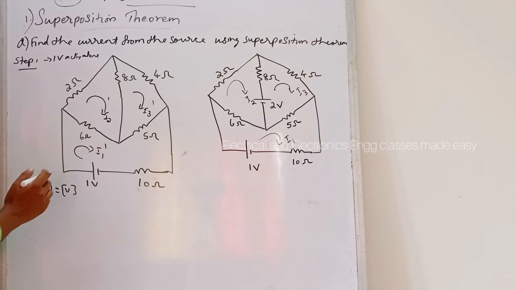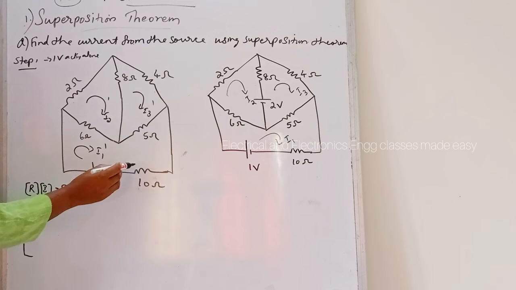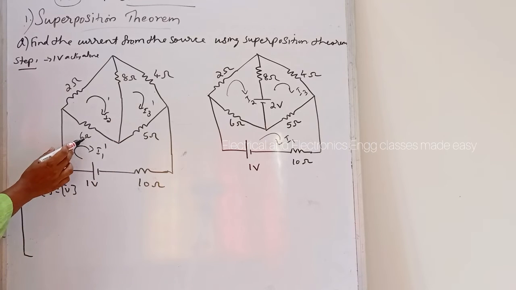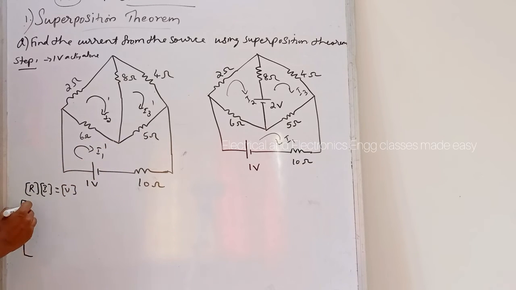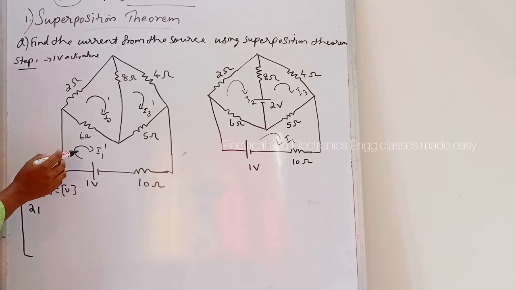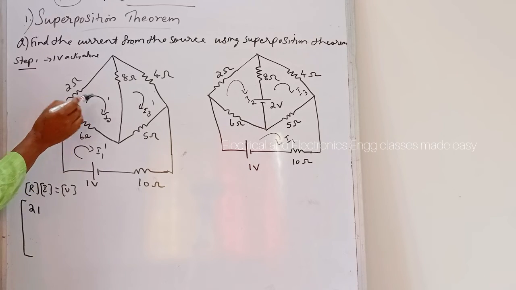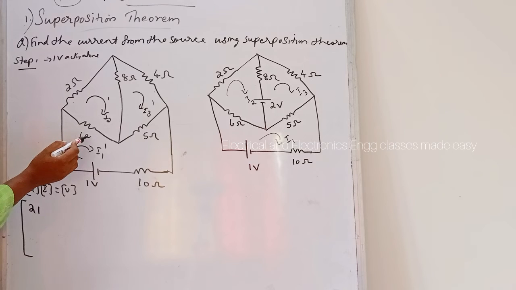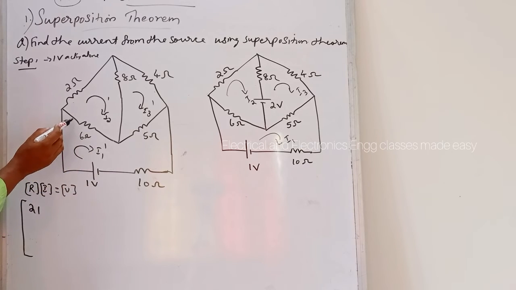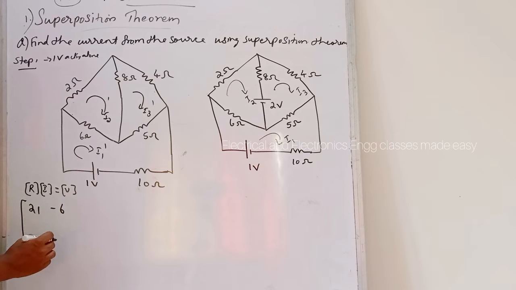Here there are 3 loops. So this is a 3 by 3 matrix. So R11 is the self resistance, that is 6 plus 5 plus 10, 21. Then R12: between the first loop and second loop there is a 6 ohm resistor, and here the current direction is I1 dash in this direction, I2 dash opposite. So this is minus 6.